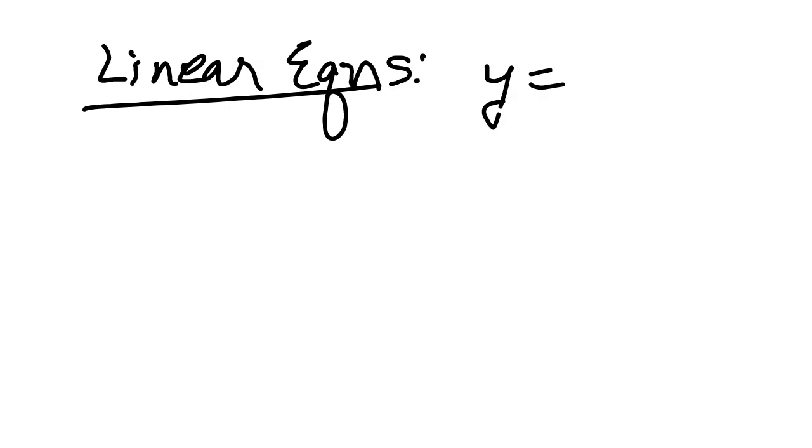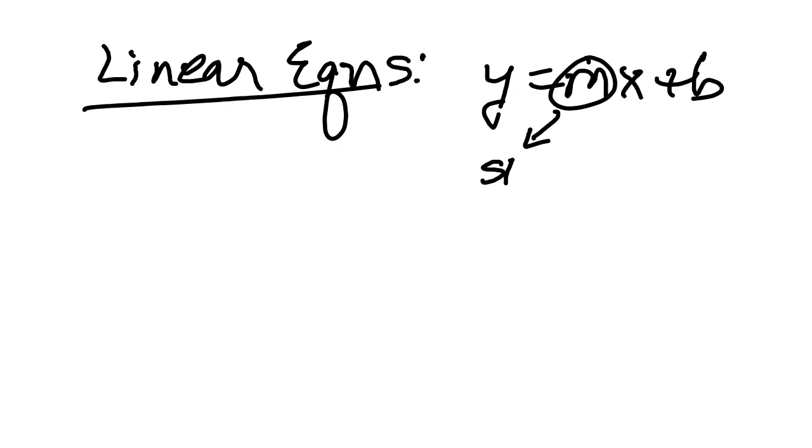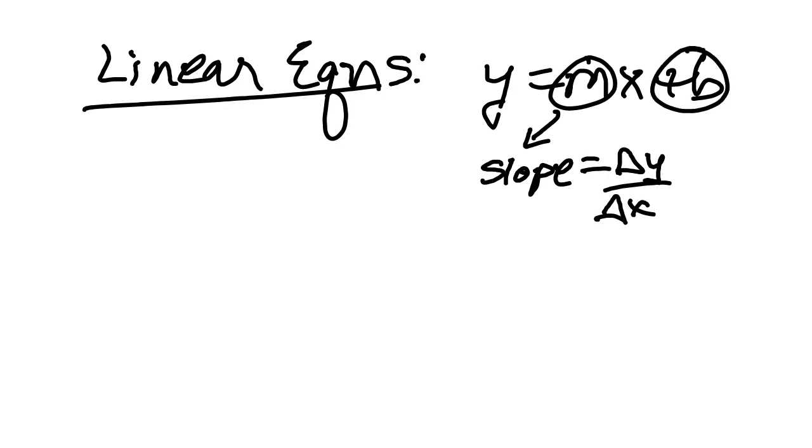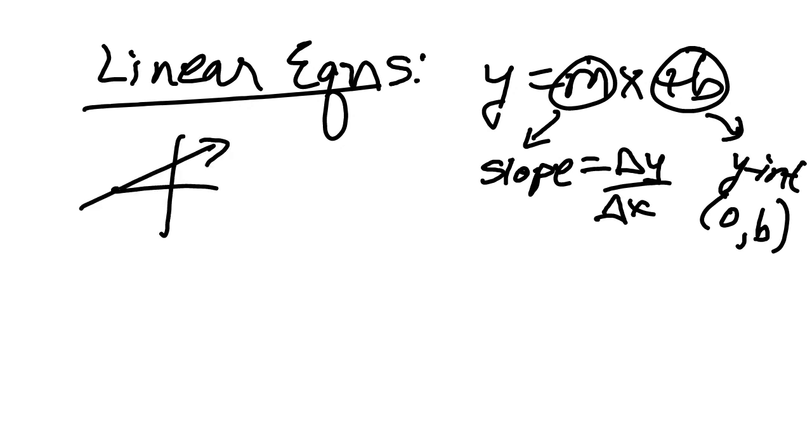Y equals mx plus b. You bet. So y equals mx plus b is the old slope-intercept form, right? M is the slope, it's rise over run, it's delta y over delta x. And then b is my y-intercept, because if I plug in 0 for x, I get y equals b. So the point (0, b) is always on your graph. If the slope is positive, it goes uphill left to right. If it's negative, it goes downhill left to right.